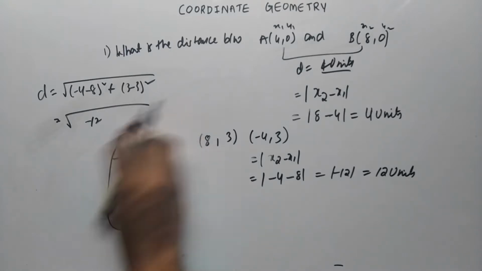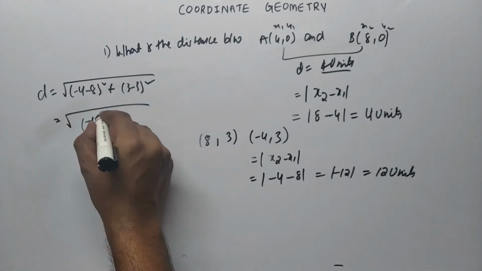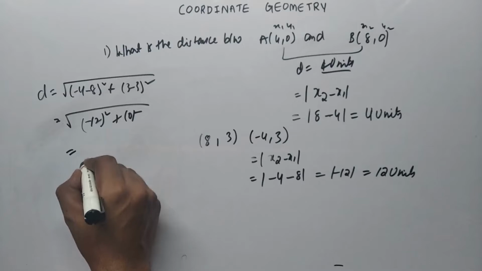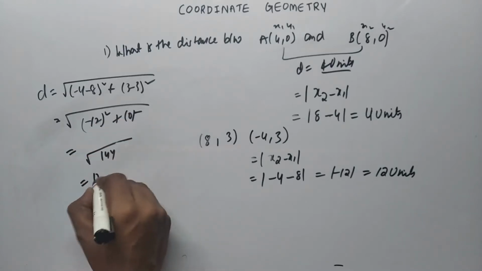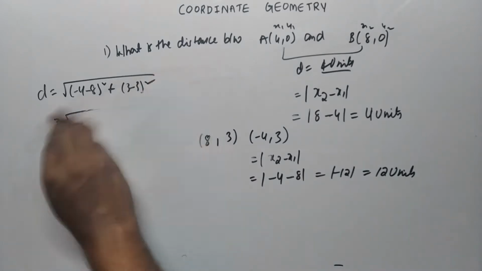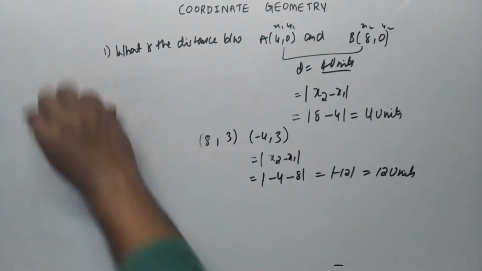So there should not be a mistake while adding or subtracting the integers. So here we have minus 12 whole square plus 0 minus 0, which is 0 square. So minus 12 whole square is 144, root of 144 is 12. So we got the same answer. If you substitute in the distance formula, or you can do it directly, we are going to get the same. Okay, so now we have done.